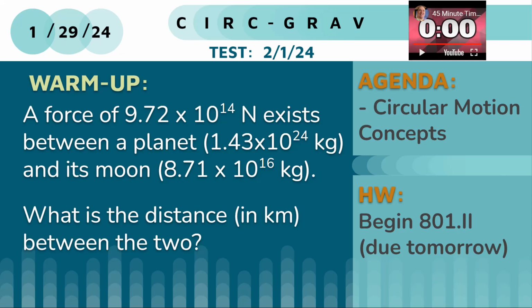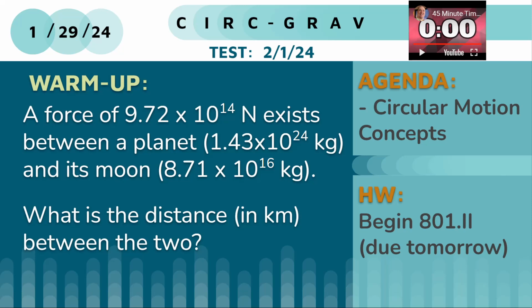But we're going to start off with our warm-up, and our warm-up is actually related to the universal law of gravitation, which is what we were talking about last week. So the warm-up question says, a force of 9.72 times 10 to the 14th newtons exists between a planet with a mass of 1.43 times 10 to the 24th kilograms and its moon, which has a mass of 8.71 times 10 to the 16th kilograms. What is the distance in kilometers between the two?